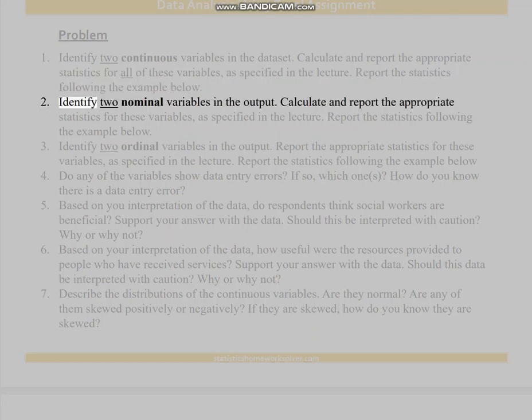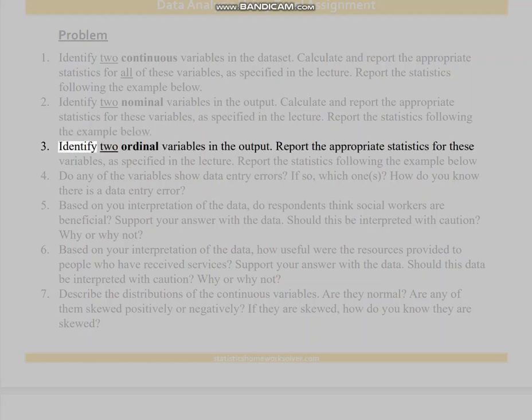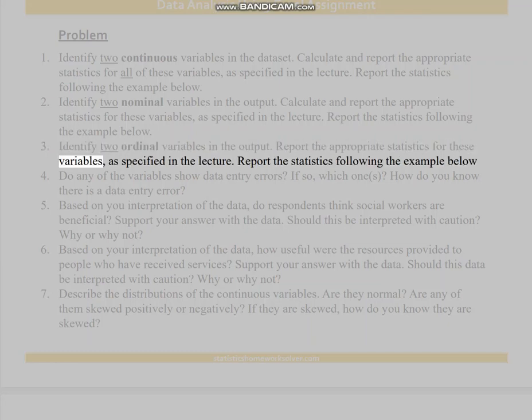2. Identify two nominal variables in the output. Calculate and report the appropriate statistics for these variables, as specified in the lecture. Report the statistics following the example below. 3. Identify two ordinal variables in the output. Report the appropriate statistics for these variables, as specified in the lecture. Report the statistics following the example below.